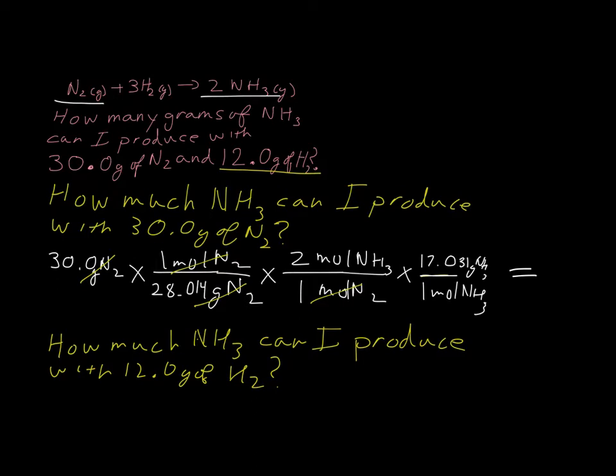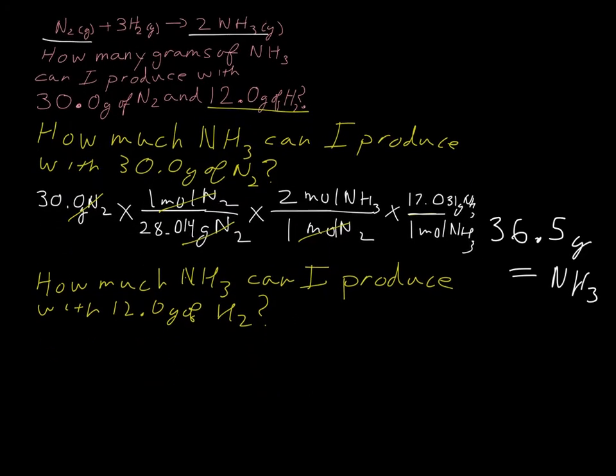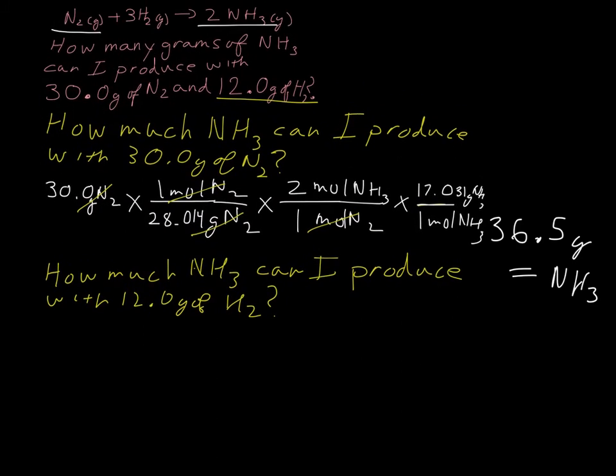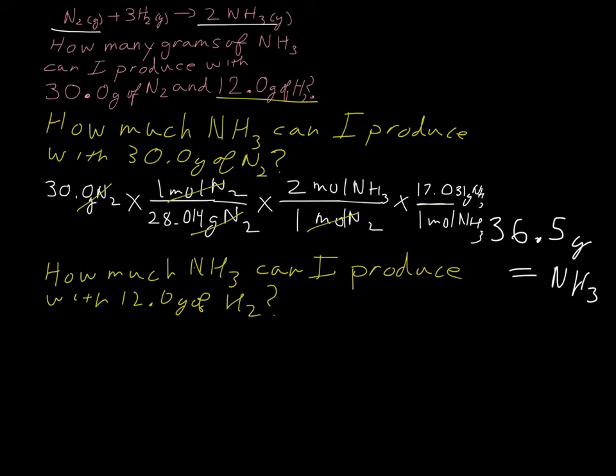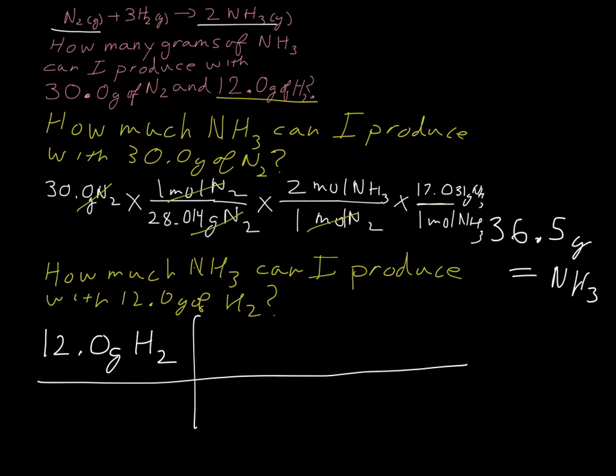And you get that you have enough nitrogen to produce 36.5 grams of ammonia. In other words, I have enough wheels to produce 36.5 cars. So how many cars can I produce with my doors here? So I'm going to work it again, but this time I'm going to start with my 12 grams of hydrogen. I have grams of hydrogen, I don't want them.